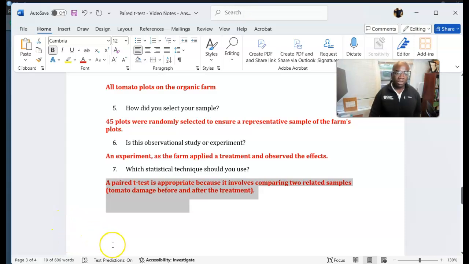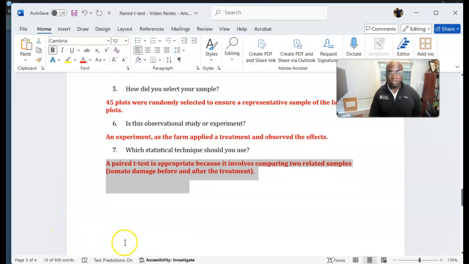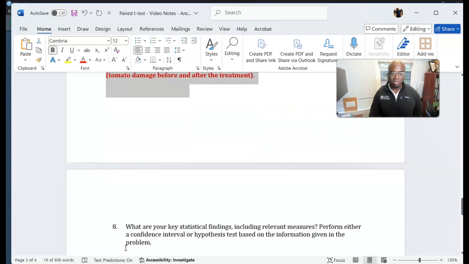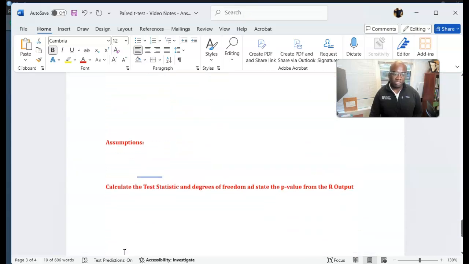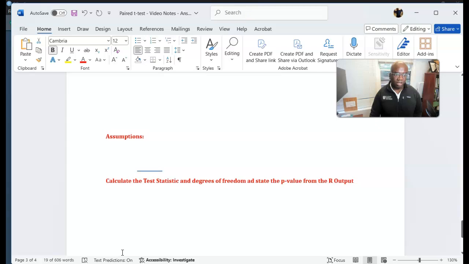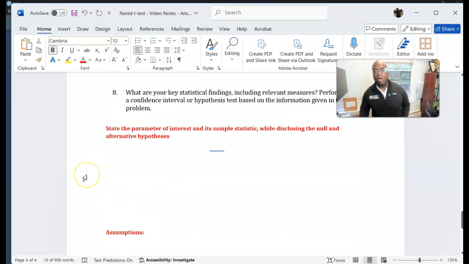Take a moment and answer question 8 in terms of these following characteristics. Okay. Nothing new. All right. So this time I'm actually going to explicitly state the parameter of interest and its sample statistic here, and also in terms of context.